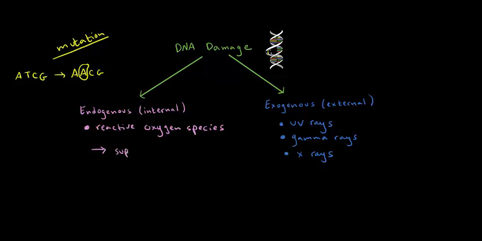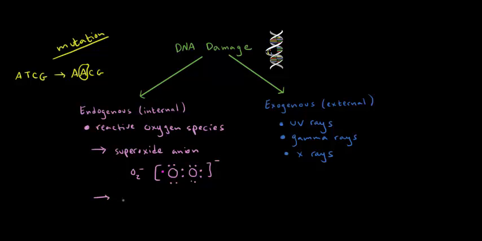For example, a superoxide anion, which is O2 with a negative charge. Let's just draw that. It's two oxygen atoms that are bound together, but there is one extra electron. I'm actually going to draw the extra electron in a different shade of purple. And so this whole molecule has a negative charge. So that's a reactive oxygen species.